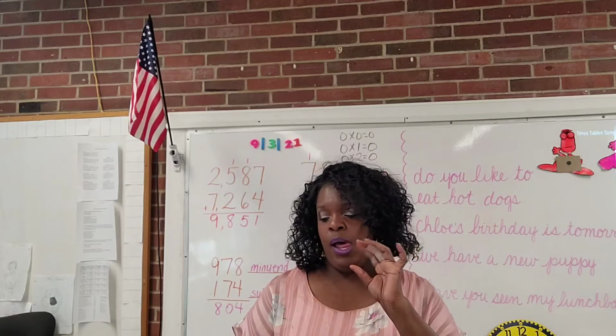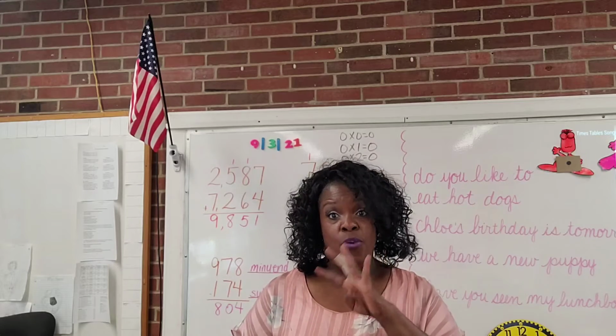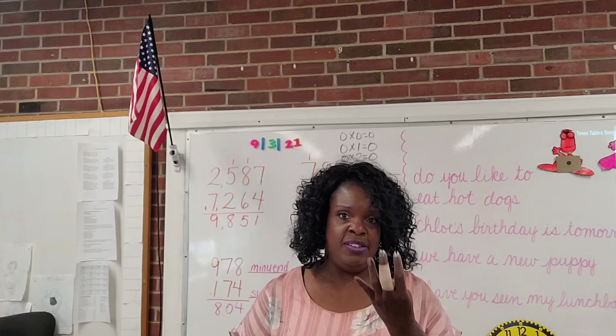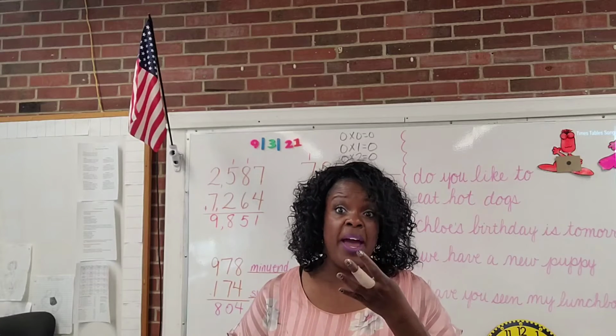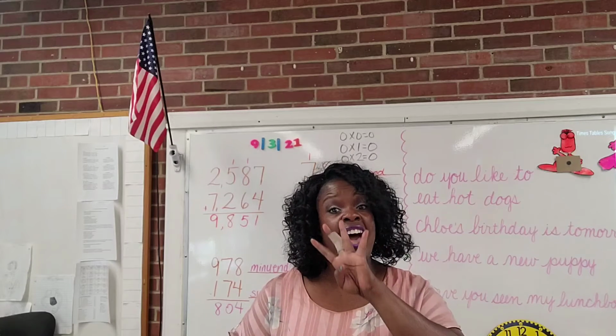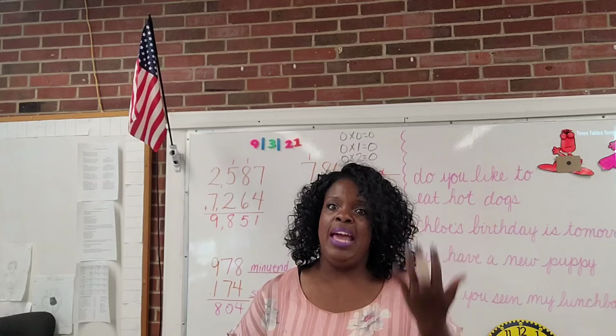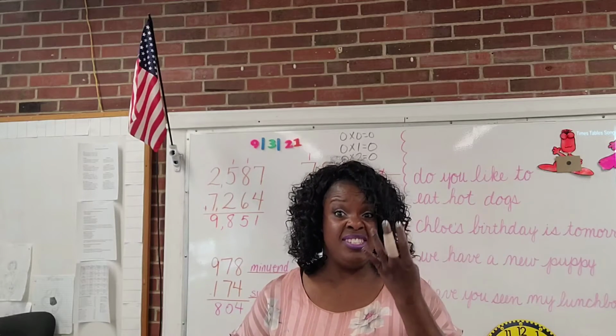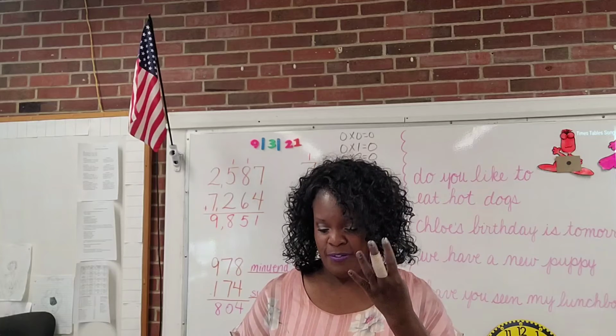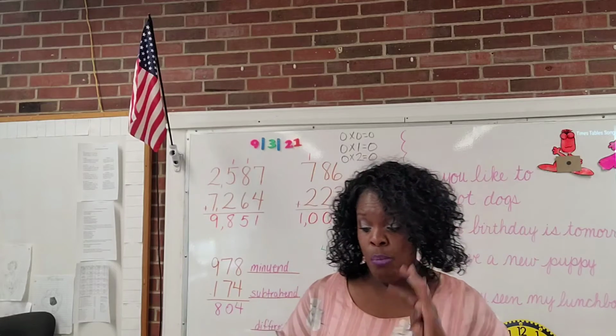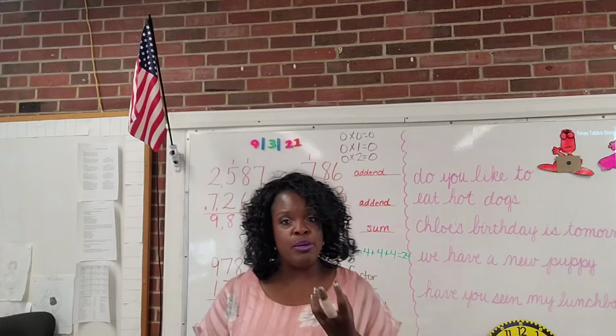Now, when 1 is a factor, the product is the other factor. So if I have 1 web with 4 spiders on it, then how many spiders am I going to have? 4 spiders. Or if I have 4 webs with 1 spider on each, how many spiders? There's still 4 spiders. Very good. So multiplication is putting groups of numbers together.